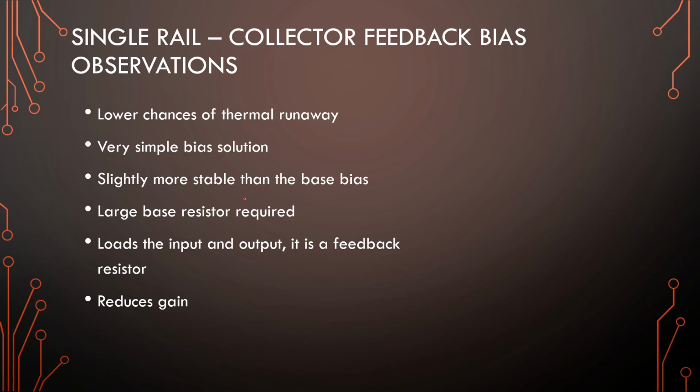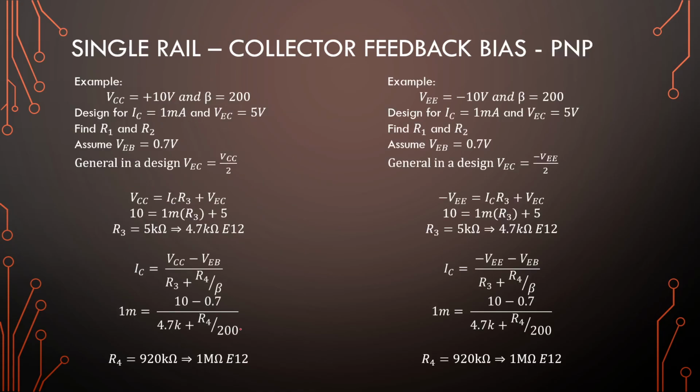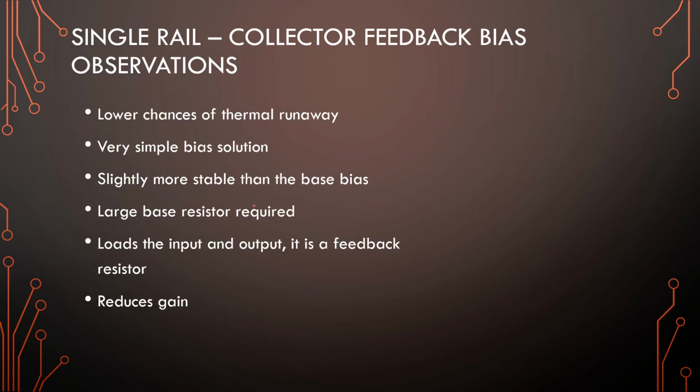So the observations here before I go to the simulations: we have a lower chance of thermal runaway. That's because our beta value is not a large role player in this equation. It is also still a very easy bias solution. It is much more stable than the base bias.